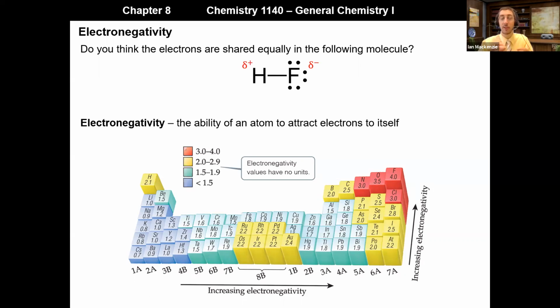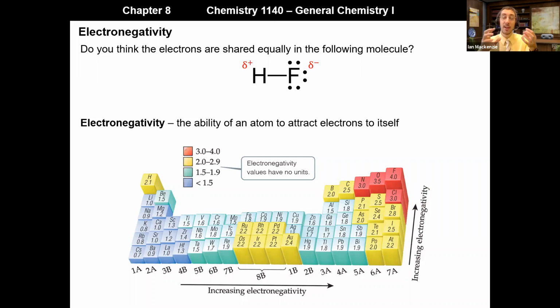Electronegativity has no units, but as we go left to right across the periodic table, we see that the electronegativity increases, and it increases as we go up the table. Now, the direct reason for this actually gets back to chapter 7 with the effective nuclear charge. Remember that the effective nuclear charge increases as we go left to right across the periodic table.